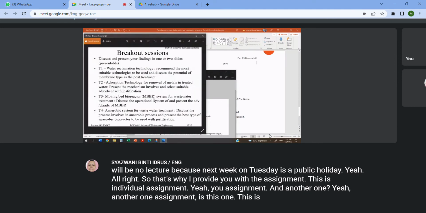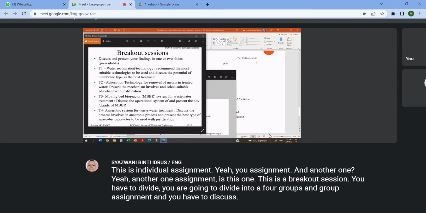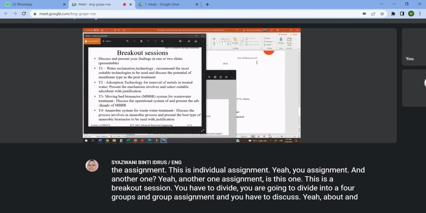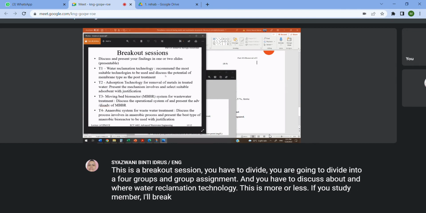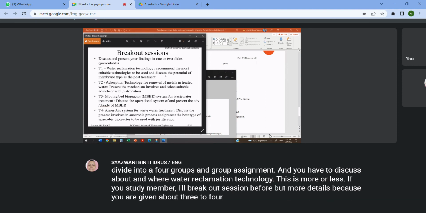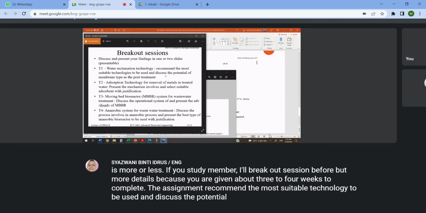This is a breakout session. You are going to divide into four groups for a group assignment, and you have to discuss water reclamation technology. This is more or less like our breakout session before, but in more detail, because you are given about 3 to 4 weeks to complete the assignment. Recommend the most suitable technology to be used and discuss the potential of membrane types as the post treatment.